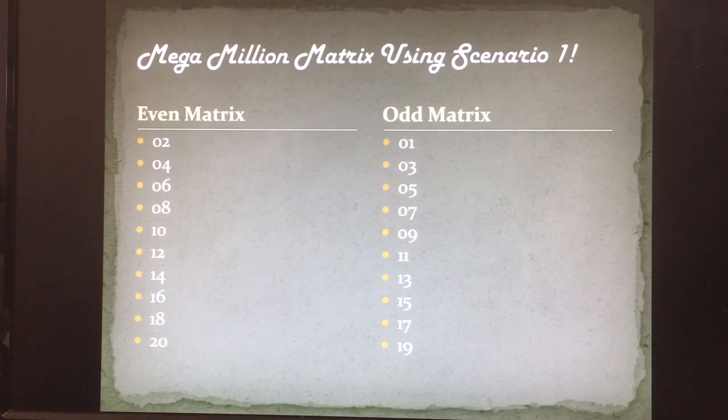So there, in each scenario, you can play the even matrix, the odd matrix, or both. And if you choose to play the even matrix, you gotta play all 2 to 20 for 10 tickets total. If you play the odd matrix, you have to play 1 to 19 on 10 tickets. If one of those numbers comes out, you're guaranteed to match 1 number on your even or odd matrix format.